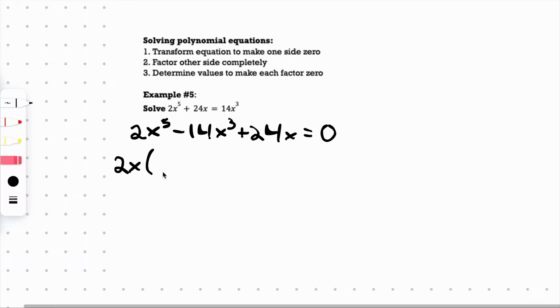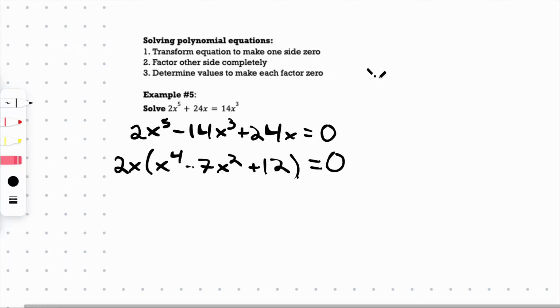2x, and when I factor out a 2x, I get x to the 4th minus 7x squared plus 12 equals 0. I'm just going to leave this and keep on going. So anyways, we have in our parentheses x to the 4th minus 7x squared plus 12. What do you think we can do about that? How do you think we can solve this?